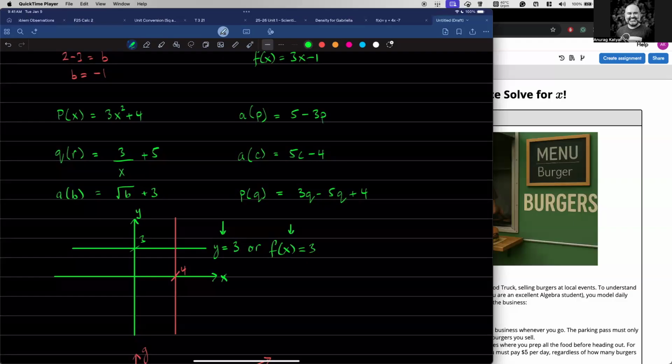What is the equation? Not the slope, not the intercept. What is the equation of the red line? The one that's going up and down. X equals 4. Because it's a blank type of line. Blank lines go up and down. It's a vertical line.